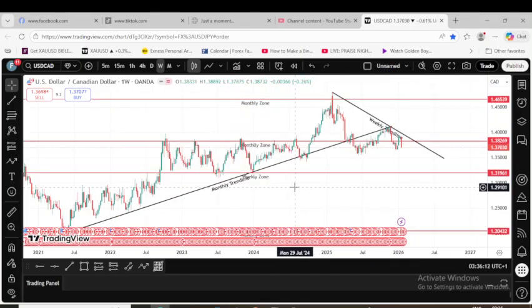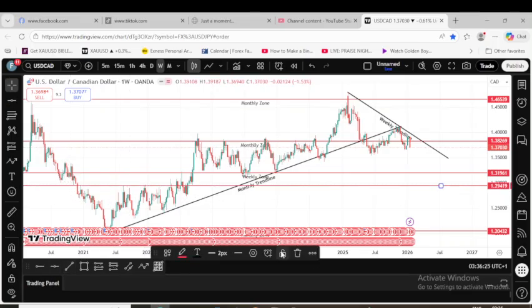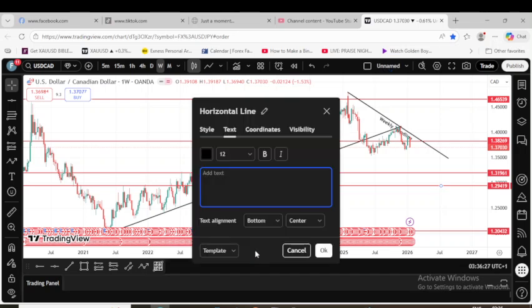Let's zoom out a bit and see if there are any levels that we should be mindful of. There seems to be a zone here. I'm not sure specifically here, right around here. We have another weekly zone here.